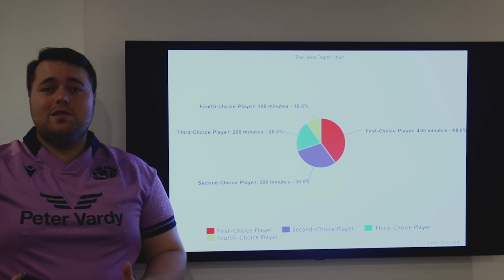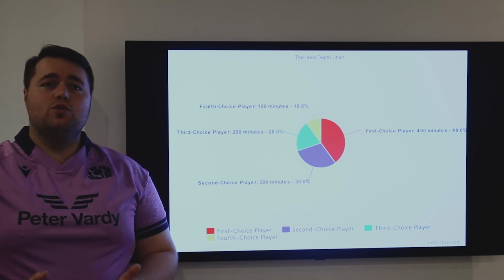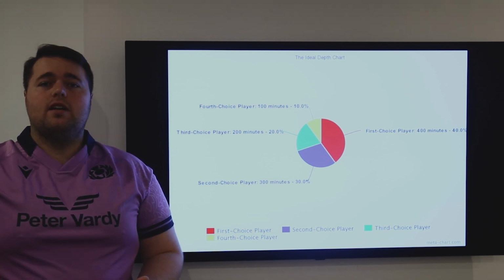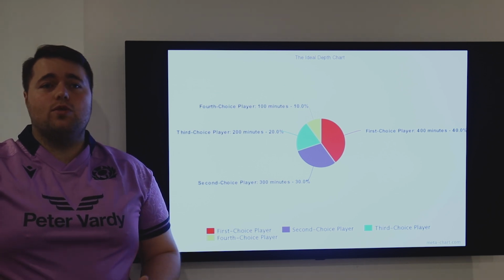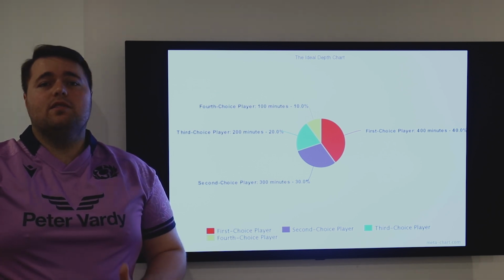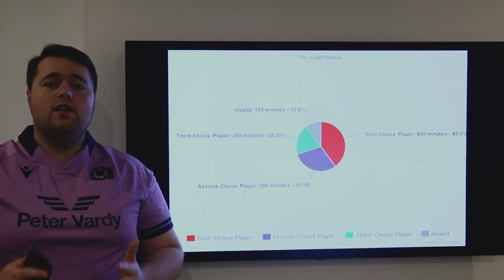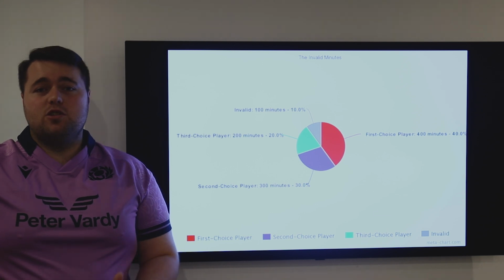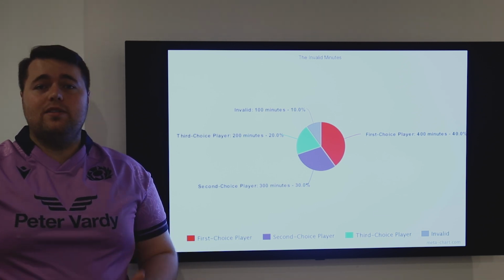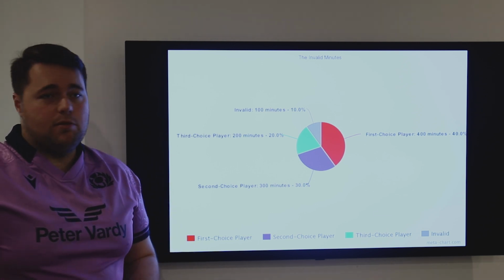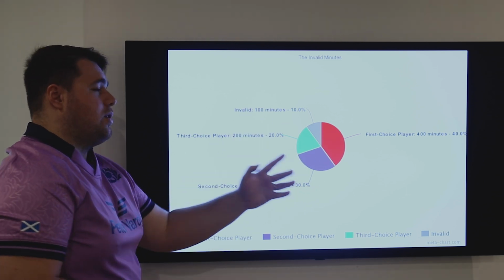So the fourth choice player is never going to go to a World Cup, but you do want to have decent injury cover for the two guys that you're bringing to the World Cup. Although all these minutes are very valuable to look at, if a player is ruled out of selection due to injury or becomes ineligible for the team due to retirement or leaving overseas, their share of the depth chart gets invalidated, so will turn to a grey colour.